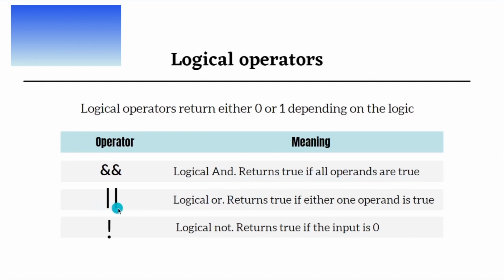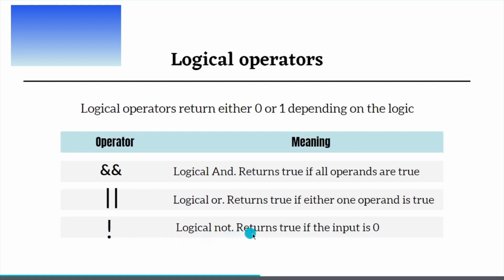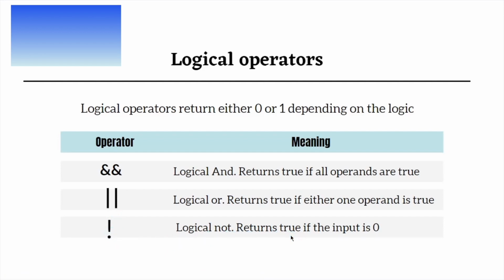This is the symbol for OR. Logical OR returns true if either one of the inputs is true. And this is the symbol for NOT. It returns true if the input is false. These are the logics for AND, OR and NOT gates. These are nothing but logical operators. We can perform these logical operations in C programming using these symbols.